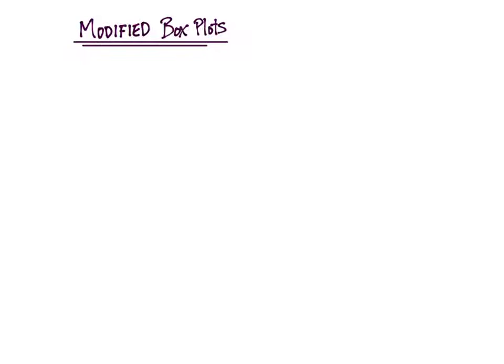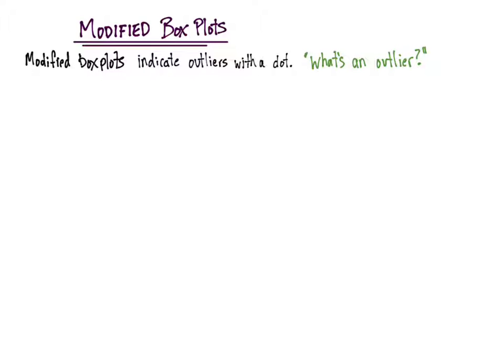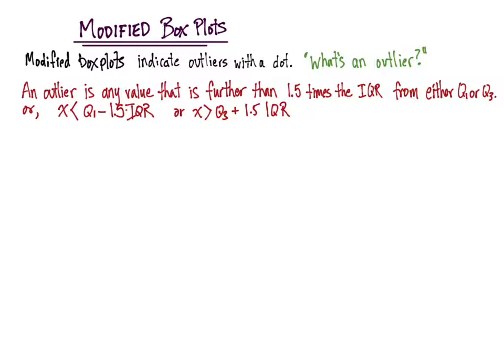So what's a modified box plot? A modified box plot indicates the outliers with a dot. So outliers just means an unusual value, unusually high or unusually low. So question is, what's an outlier? So it gets a little technical, but we'll explain what it is. So an outlier is any value that is further than 1.5 times the interquartile range, that IQR that we just saw from the first half of the video, from either Q1 or Q3.